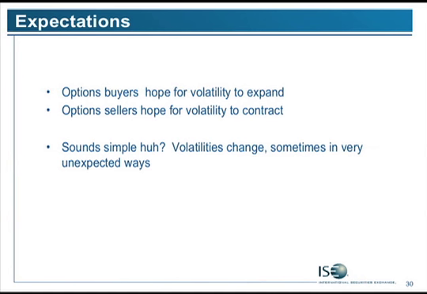When we're trading options, we're looking at expectations. Buyers hope for volatility to expand. Sellers hope for volatility to contract. It sounds simple, though. Volatility can change, and we've seen a reduced volatility over the last 14 or 15 months.